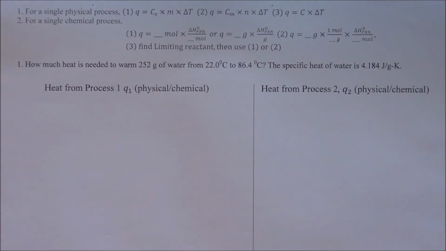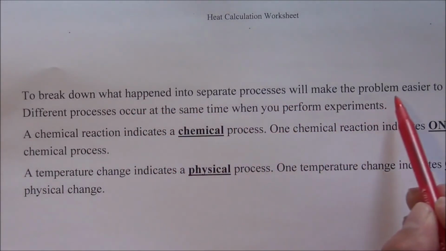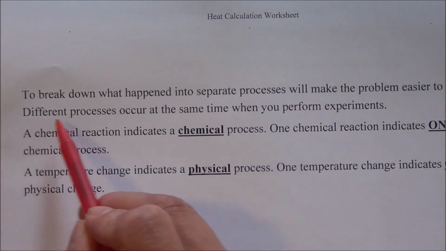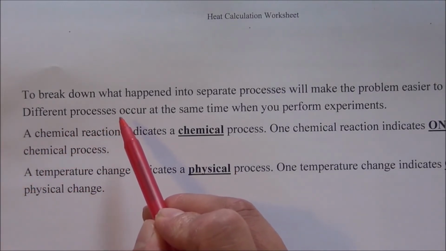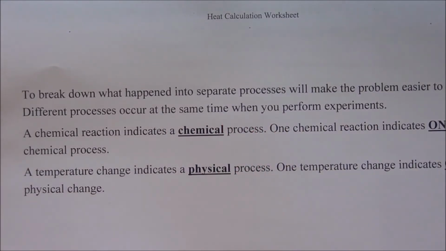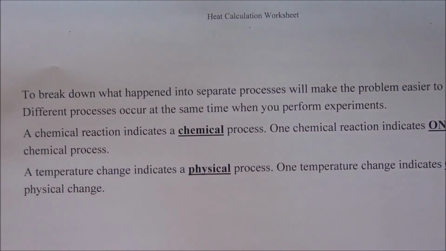The reason I want you to use a 2-column worksheet is that breaking down what happened into separate processes will make the problem easier to solve. But I want to emphasize the different processes we're talking about here. Actually, they occur at the same time when you perform the experiments. In other words, when we break down what happened into separate processes, it only occurs in our mind. It does not occur in the experiment.